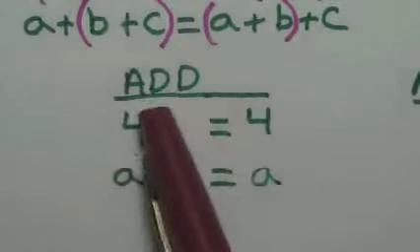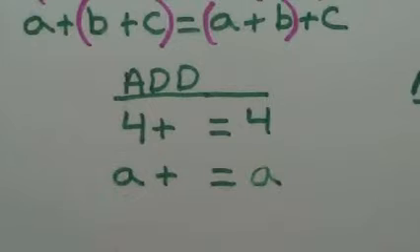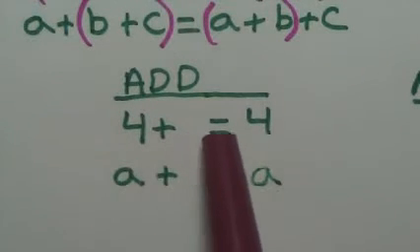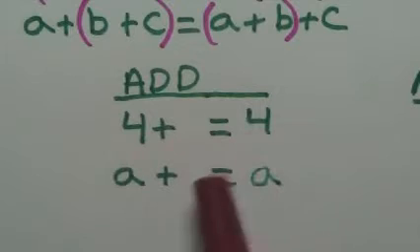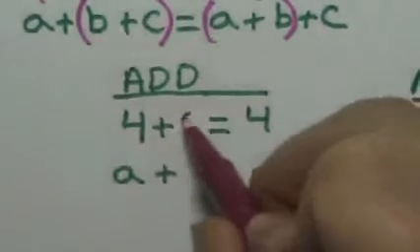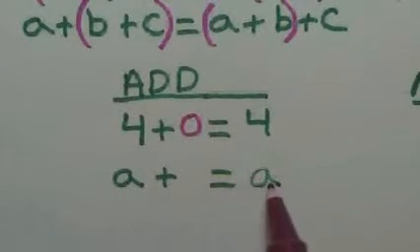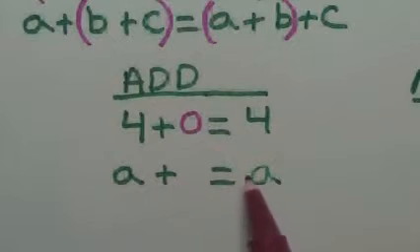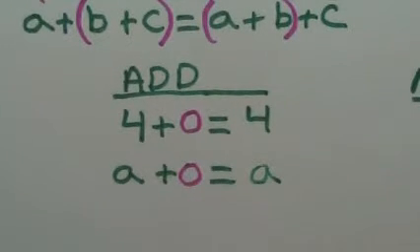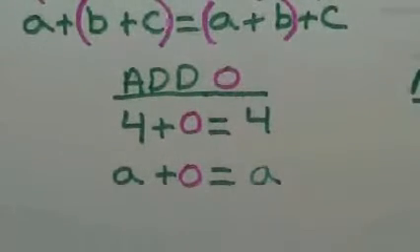So on the addition part, remember, we're keeping the original. So if I start off with 4, I have to add something so that it stays a 4. And what would that be? 0. And if I have an A and I want to keep it an A, what could I add so that it still stays an A? 0.